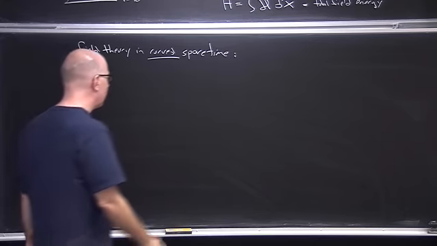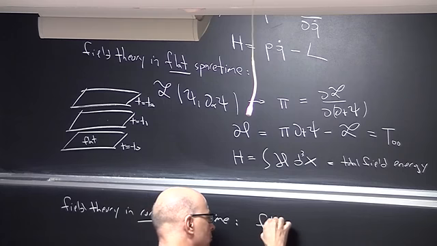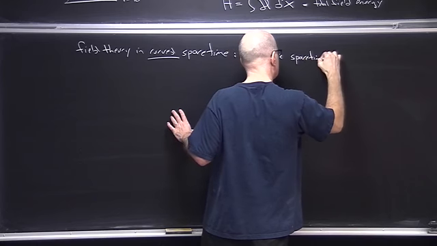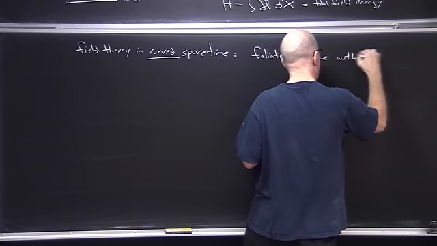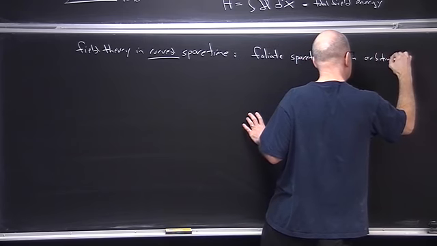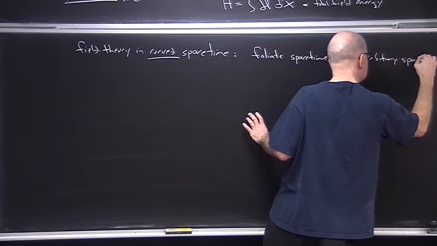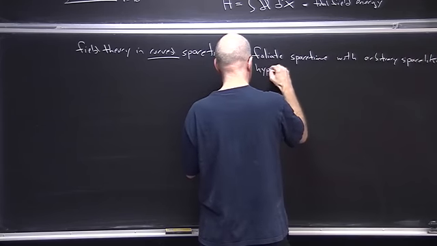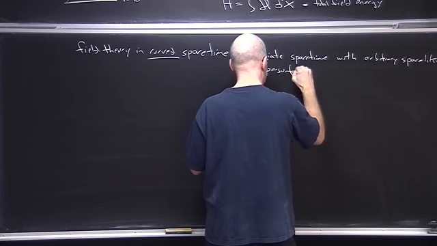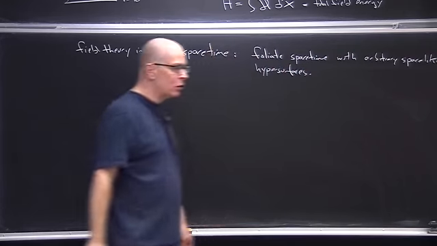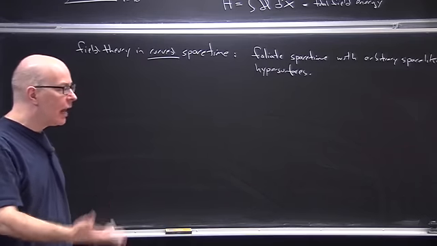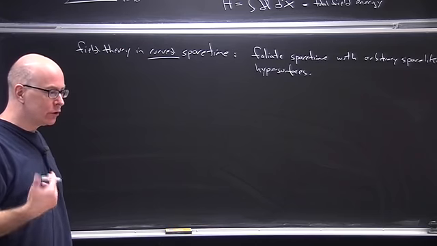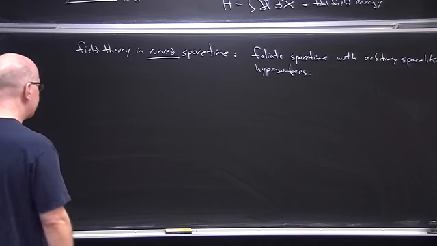Basically, we just say we're going to foliate spacetime with arbitrary space-like surfaces. So the foliation is absolutely important. So we will slice up spacetime in terms of space-like hypersurfaces. So we will introduce a 3+1 decomposition of spacetime.